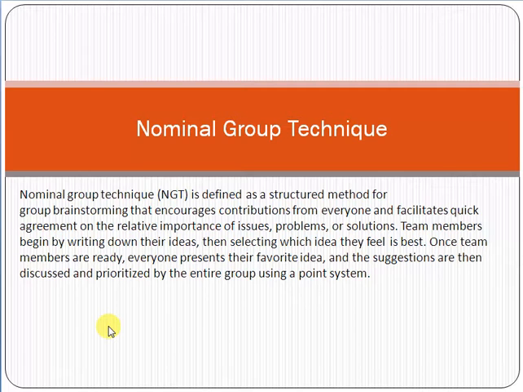Nominal group technique is defined as a structured method for group brainstorming that encourages contribution from everyone and facilitates quick agreement on the relative importance of issues, problems or solutions, etc. Basically, friends, this was just a definition. Nominal group technique is a technique based on reaching some consensus point. It is basically a brainstorming session.